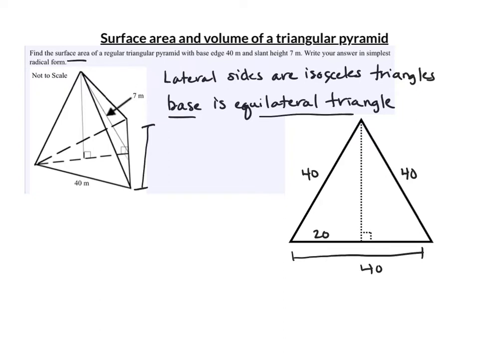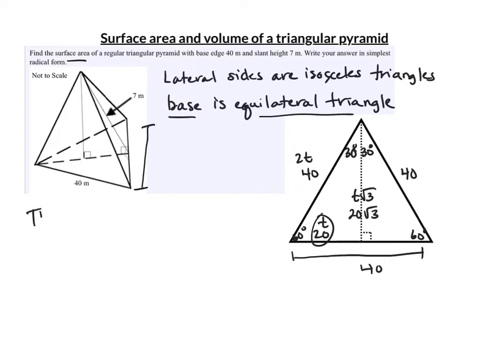Now remember that it's an equilateral triangle, so these are all 60, and these top ones are both 30. And then you're going to need to remember the 30, 60, 90 triangle: this side is t, the height is t root 3, and the hypotenuse is 2t. We can see that t is 20, so the height is 20 root 3. And that's everything we need to find the surface area of this triangular pyramid.